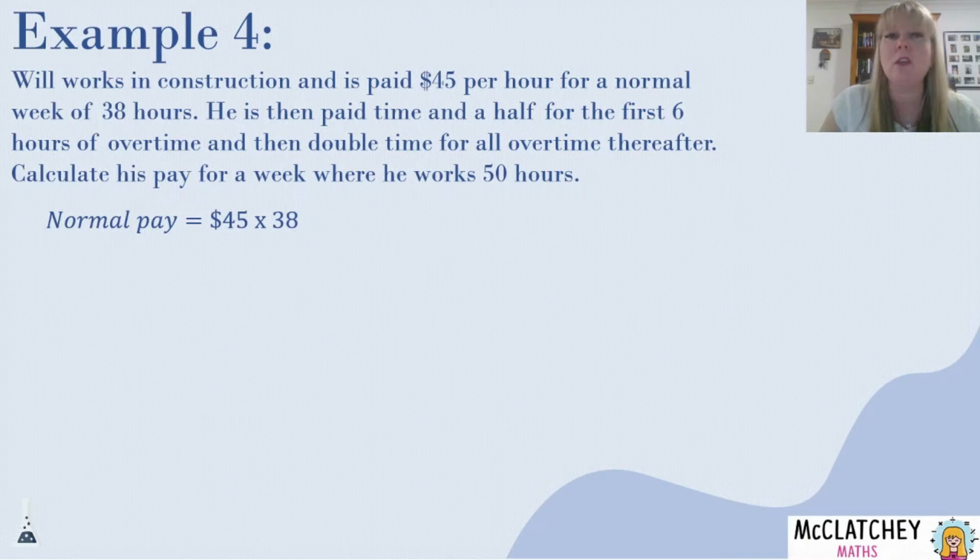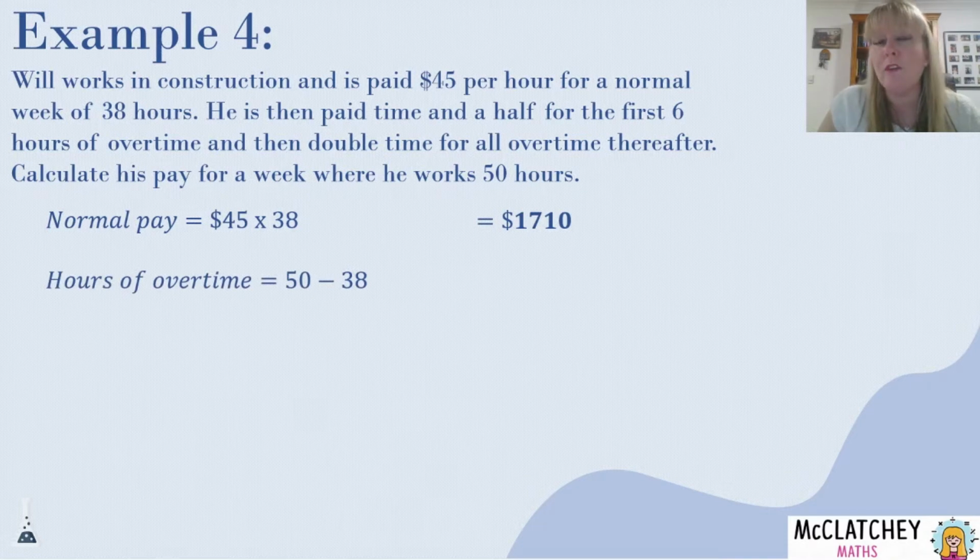So firstly, we have his normal pay. That's the $45 multiplied by 38 hours, which equals $1,710. You could have put that underneath, but I'm trying to save some space here. Next, we want to work out how many hours of overtime he's actually worked. So we know that he worked a week of 50 hours. We take away the hours that he would normally work. That's 38 hours, which means that he's worked 12 hours of overtime altogether.